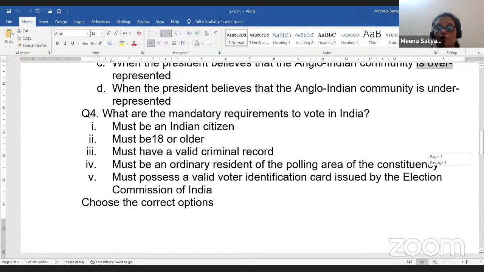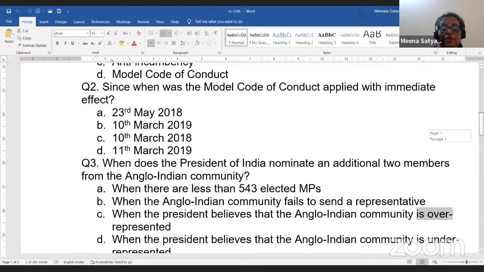It says, must be an Indian citizen. You all are aware. Must be 18 or older. You are all aware. Must have a valid criminal record. You are all aware. Ordinary resident of the polling area. Possess a valid ID card. Anything? Let's go back.